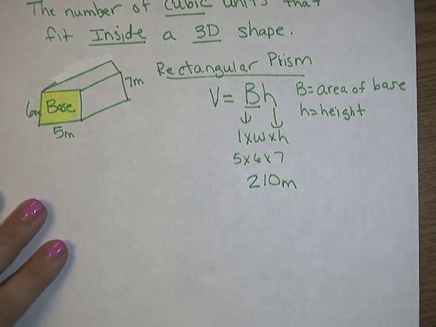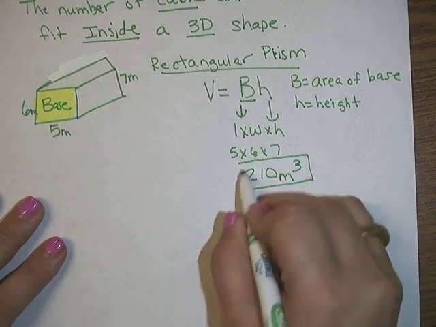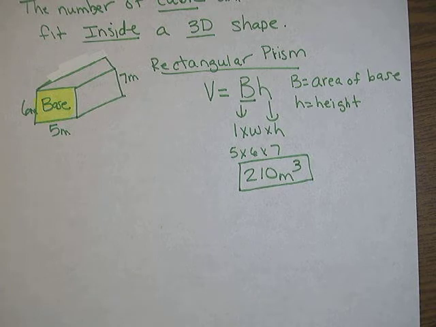I feel like there's something missing. Meters. Cubed. So I put a little 3. Remember in area we put a little 2? For volume we put a little 3 because it's the number of cubic units.